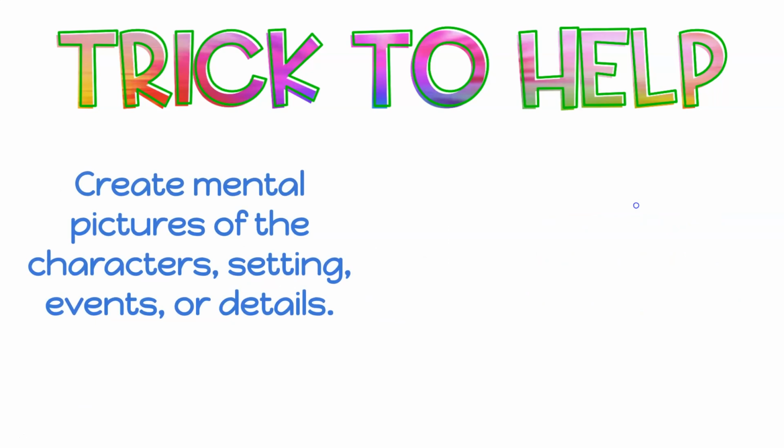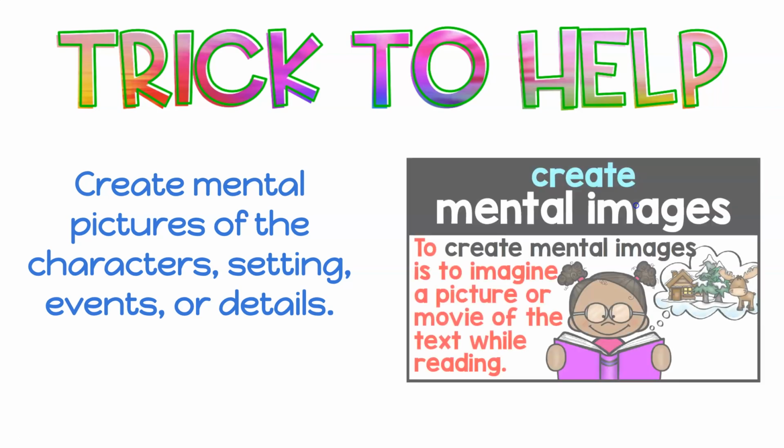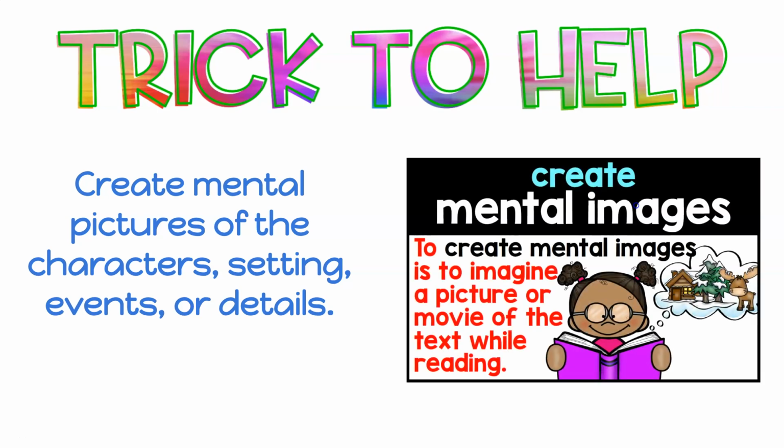Here's another trick or fix-up strategy. Create mental pictures of the characters, setting, events, or details. Sometimes you should close your eyes to imagine the story as a movie in your mind while reading. If you could create this movie in your head, you'll better understand what you're reading.